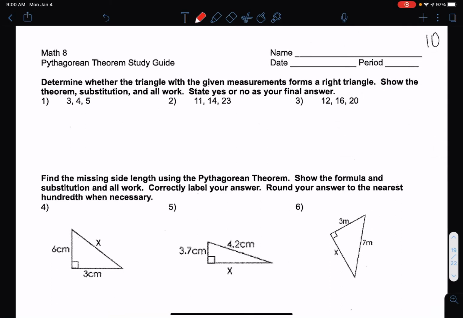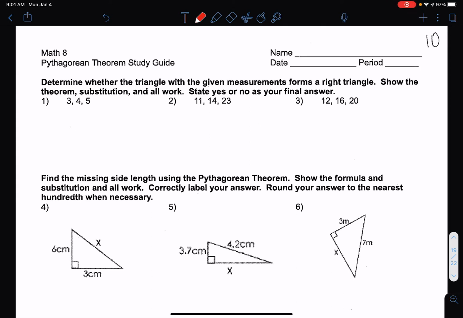All right, so today we are going to be doing the Pythagorean Theorem study guide. Make sure you are preparing. If you need to go over the rest of the videos that we had for this unit, make sure you're looking over those to prepare yourself for the test that you have in class.